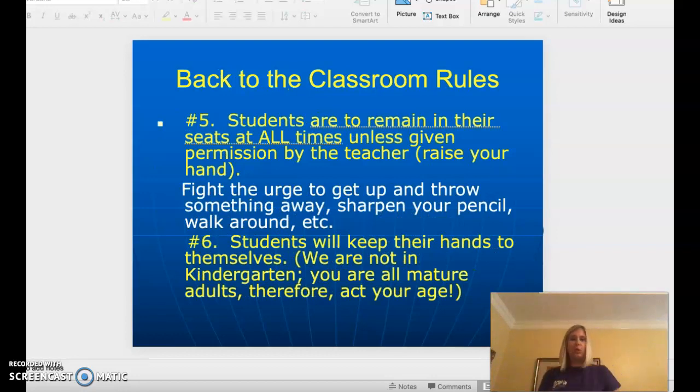Number 5, students are to remain in their seats at all times unless given permission by the teacher. Please don't, while I'm teaching, just jump up and go to the trash can because you got something to throw away or you want to go get a tissue. Just ask me and I'll bring things to you. Okay, I'll throw things away for you, or bring you the trash can. So just make sure you stay in your seat at all times unless you've gotten permission from me because those are all class disruptions. You're going to keep your hands to yourself. So if you do have to get up and you've gotten my permission, you're not going to just walk by your friend and slap them.